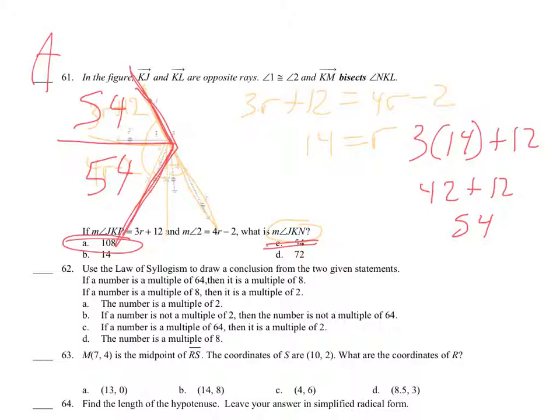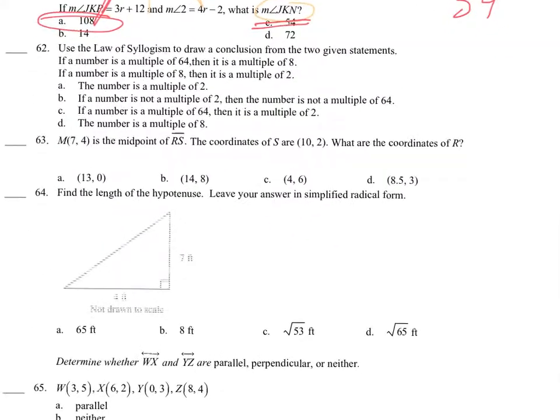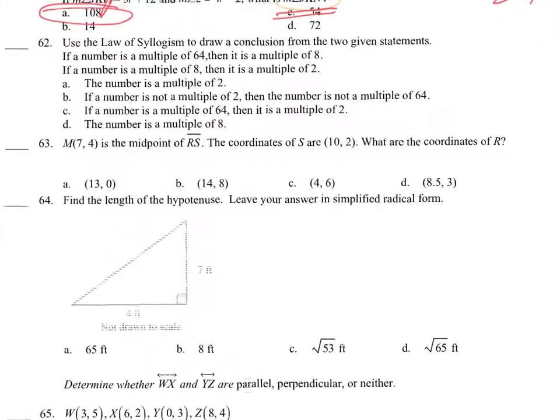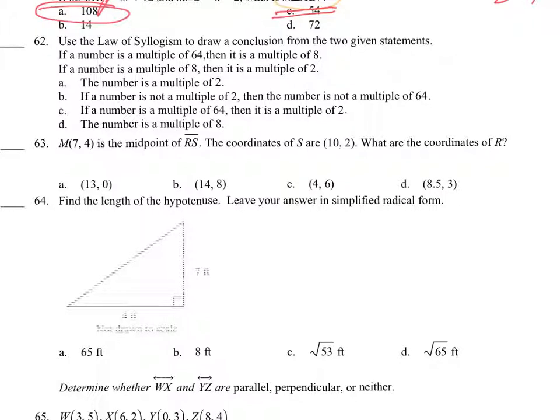Okay, the law of syllogism says to draw a conclusion from the two given statements. If a number is multiplied by 64, then it is a multiple of 8. If a number is a multiple of 8, then it is a multiple of 2. That means these two statements are equal to these two, kind of like the transitive property. So then we can join those two statements and say if the number is a multiple of 64, then it's a multiple of 2, which is C.